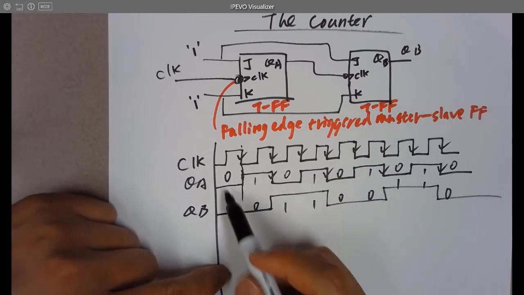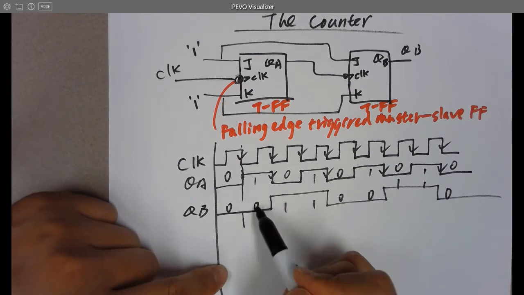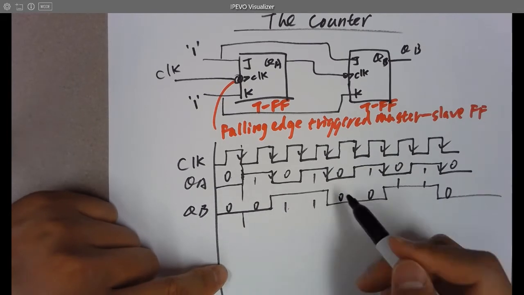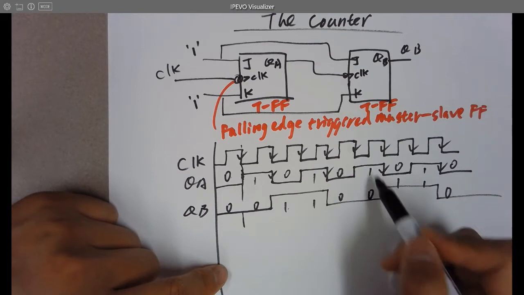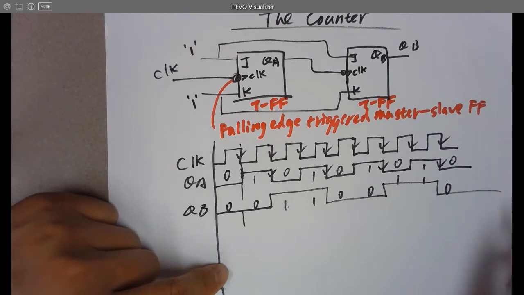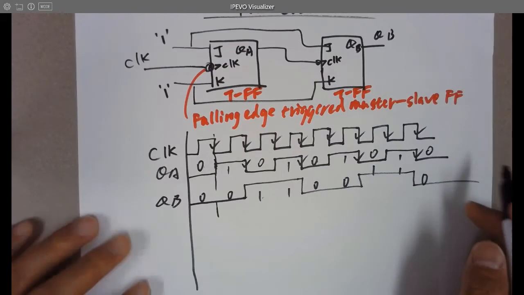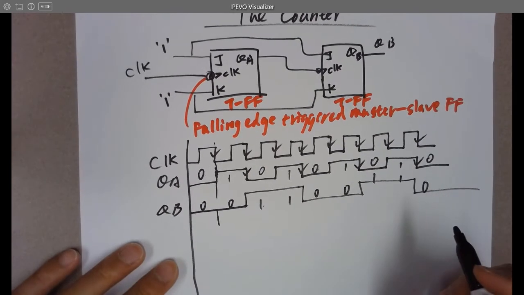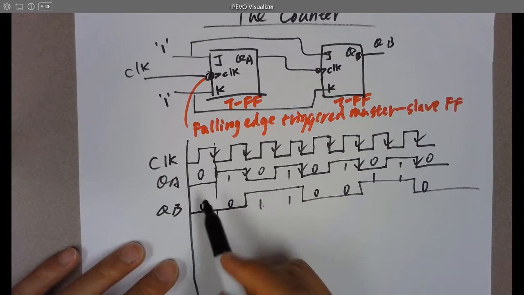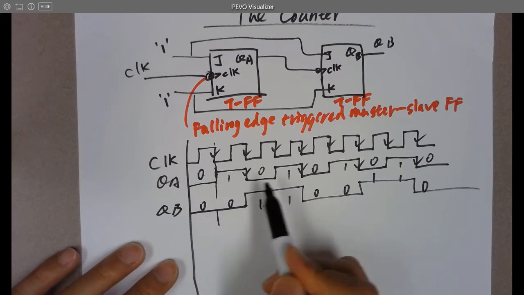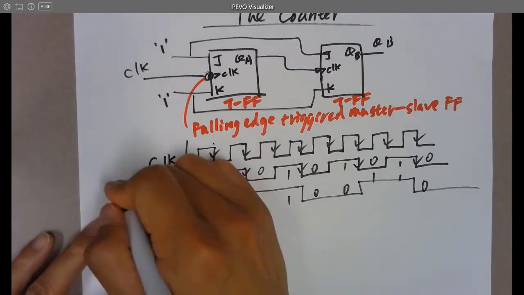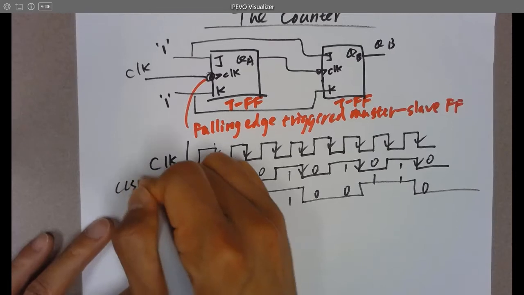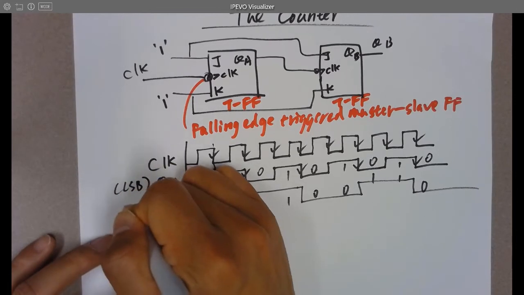Actually, you can see that it's counting, right? 00, 01, 10, 11, and then come back to 00, 01, 10, 11, just keep going. So now, let me know which one is the LSB, which one is the MSB. Since it's counting from 0, and then 1, 1, 0, apparently this one is LSB, this one is MSB.